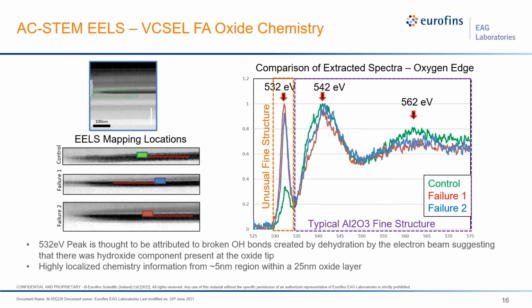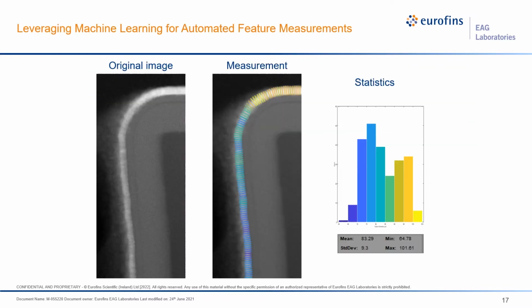And if we then look in the literature, we find information that this seems to be related to a hydroxyl group in the sample. So potentially there are OH bonds present in these failing samples versus the one that's not. And this kind of chemistry information is available from about a 5 nanometer region within this 25 nanometer thick oxide layer. So very localized chemistry information is achievable.